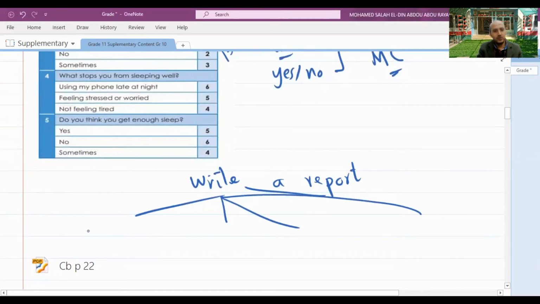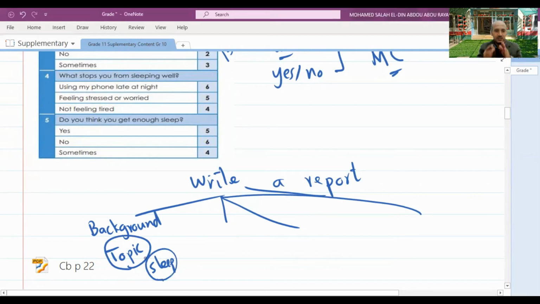First of all, you make the background information. What do we mean by background? Background information means you talk about the topic. So for example, the topic here is about sleep. So in the first paragraph, we talk about sleep.